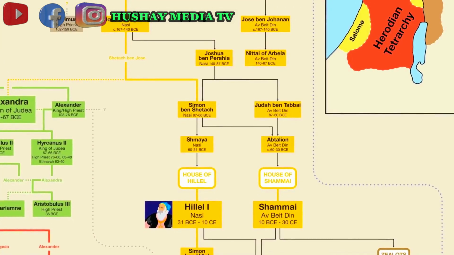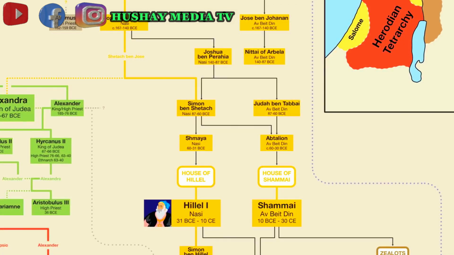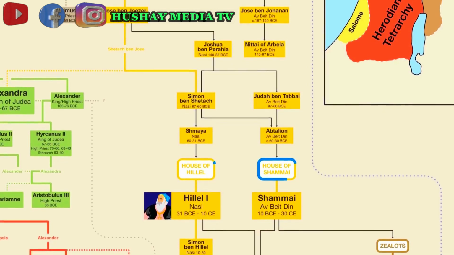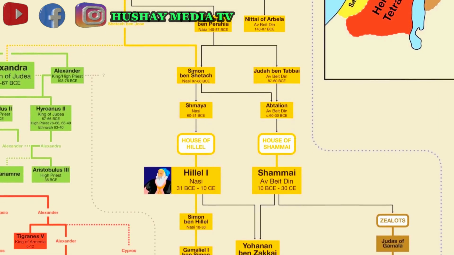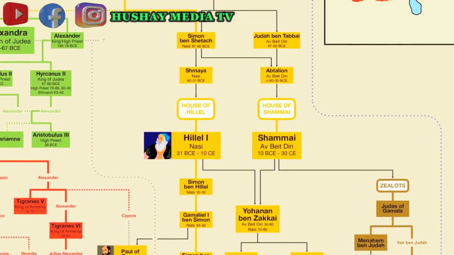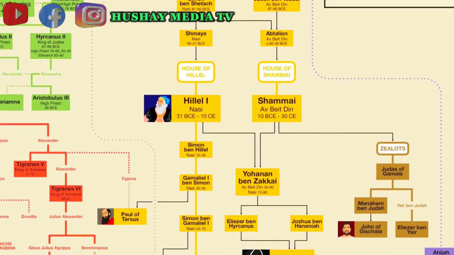Zugot being the Hebrew word for pairs. The fifth pair, Hillel and Shammai, are the two most important, or at least the most well-known. They are the founders of two houses, or schools of thought, known as the House of Hillel and the House of Shammai. It is with the emergence of these two houses that we move from the period of the Zugot to the period of the Tanaim.